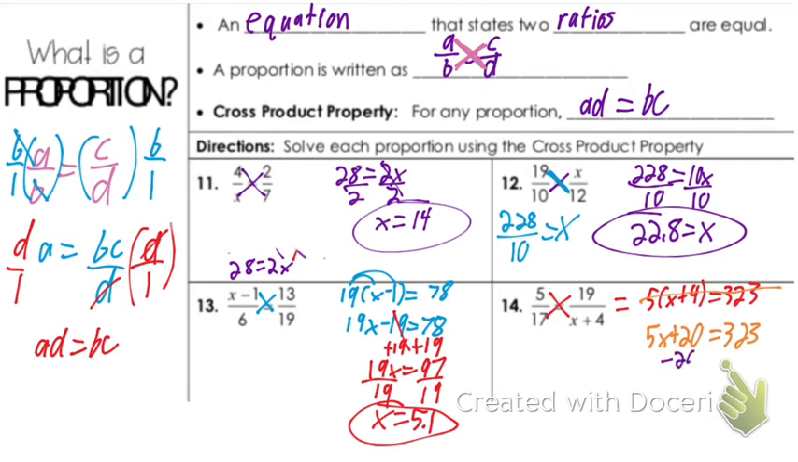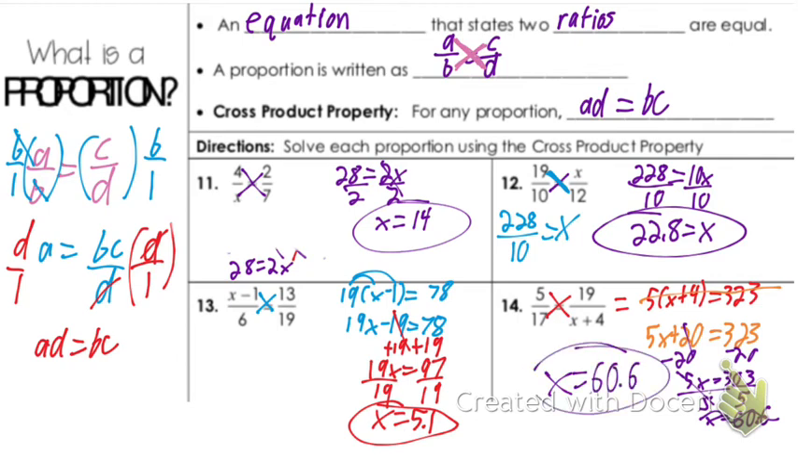Okay. So subtract 20. 5x equals 303. X is equal to, I got 60.6. X is 60.6. Okay. Questions on that?